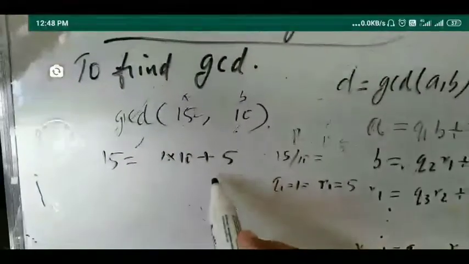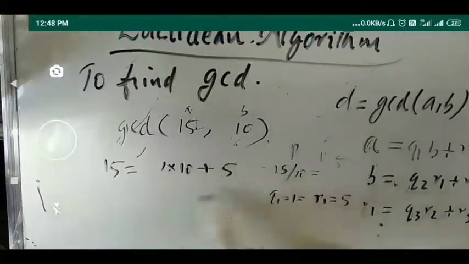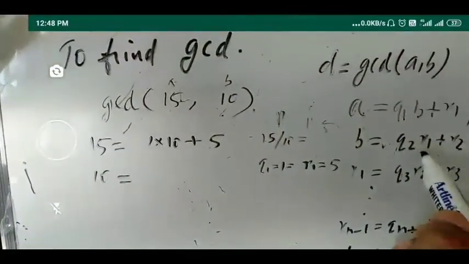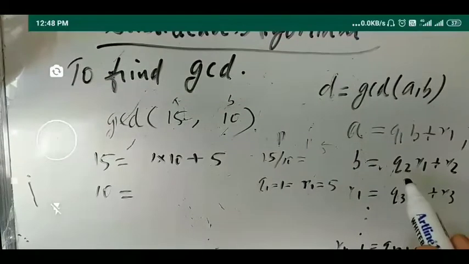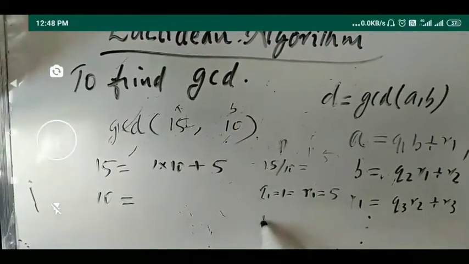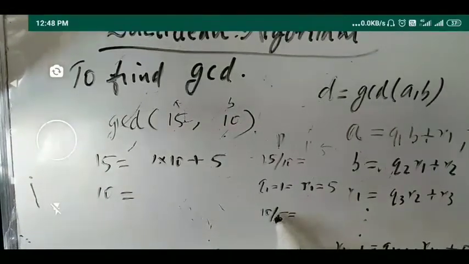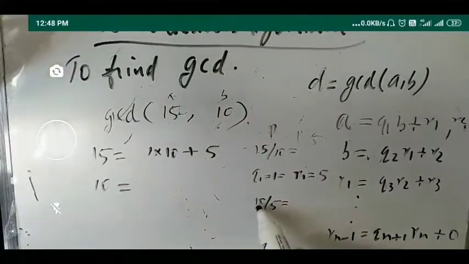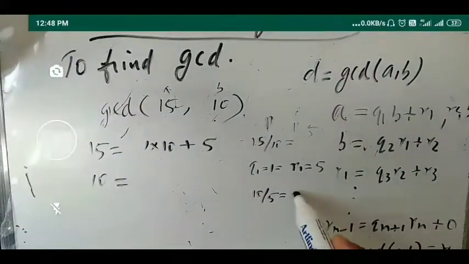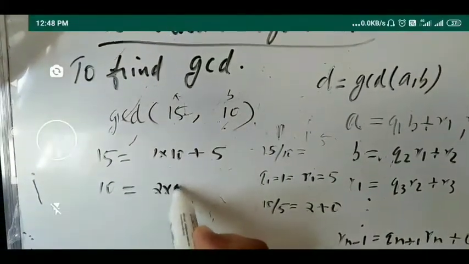So here you can see the remainder is not 0, it is 5. So we continue. Then B, which is 10, equal to Q2 R1 plus R2. Here we want to find Q2. Q2 means B by R1. B is 10, R1 is 5. How many times does 5 go into 10? 2 times. Then 2 into 5 is 10, and the remainder is 0. So we can write 2 into 5 plus 0.